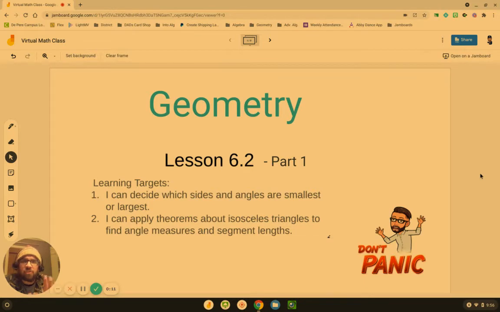Today, we're going to be looking at lesson 6-2. We're going to break this up into two parts so that it doesn't become a really super long video. Part one is really looking at some of the triangle properties: which sides are smallest, largest, and how can we tell just from angle measures. And then part two, we'll be dealing with isosceles triangles.